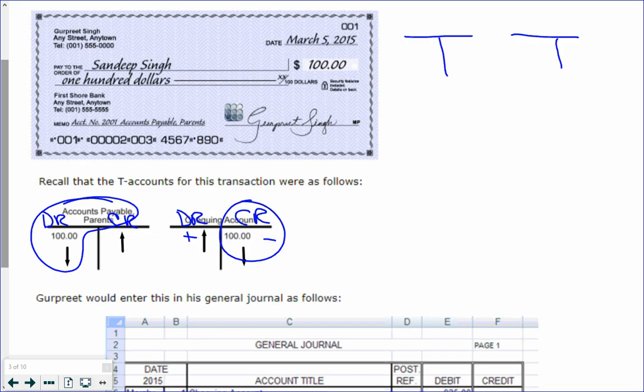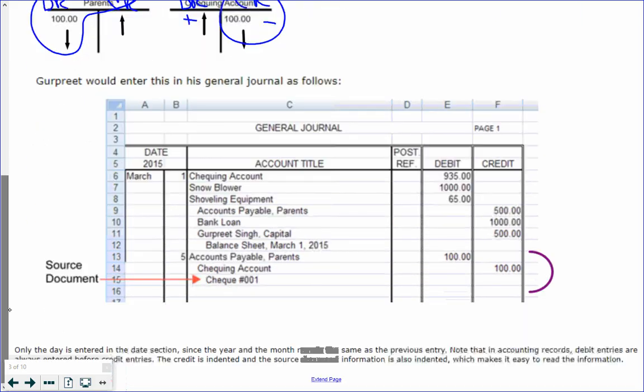So instead of doing this, we're no longer going to do a T account. What we're now going to do is this. We're going to do a general journal. So you always do the debit first. Accounts payable parents gets debited 100, and then you indent for the credit, checking account $100. So now you'll see a debit and a credit.